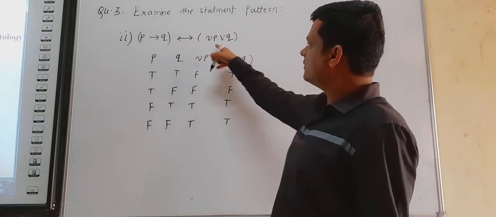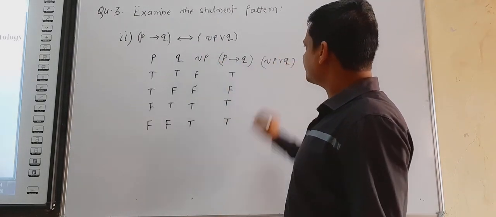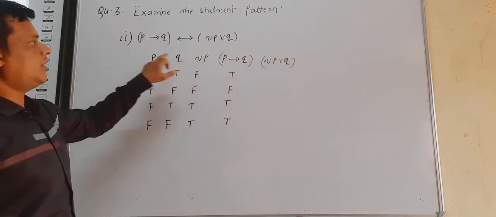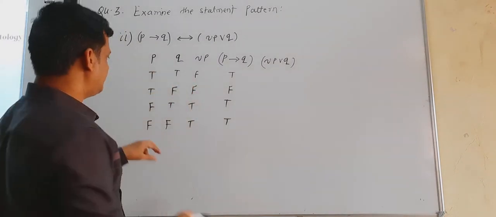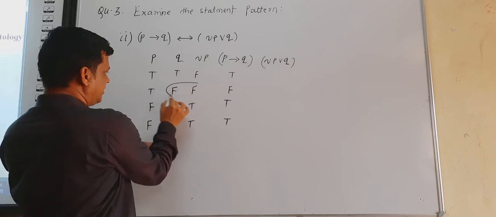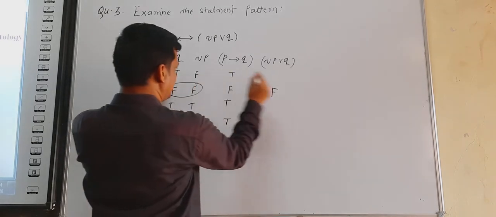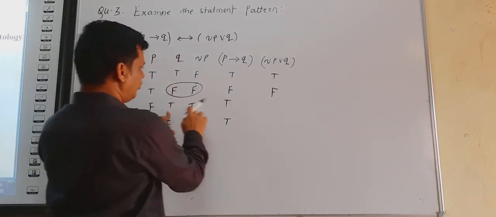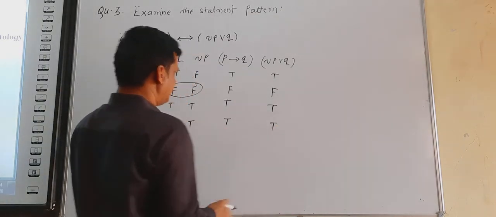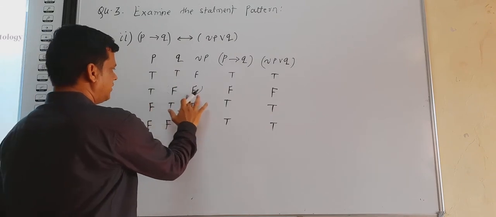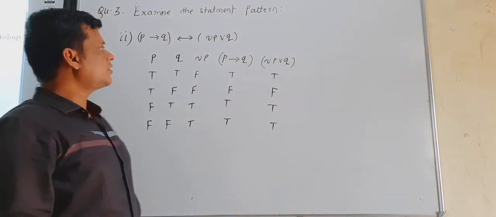Now, prepare the entries for the column negation P or Q. Here is disjunction. Use the rule for disjunction. Both the statements are false, therefore its result is false. Both statements are not false, therefore its result is true. Both statements are not false, therefore its result is true. Both statements are not false, therefore its result is true. In this way, we prepare the entries for the column negation P or Q.